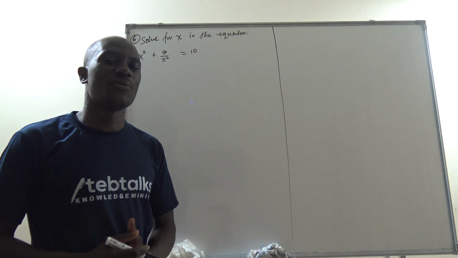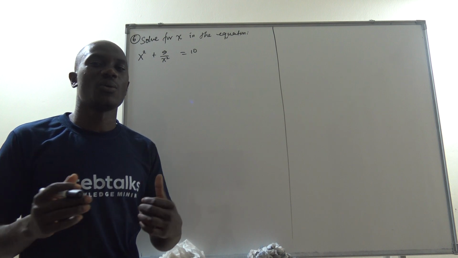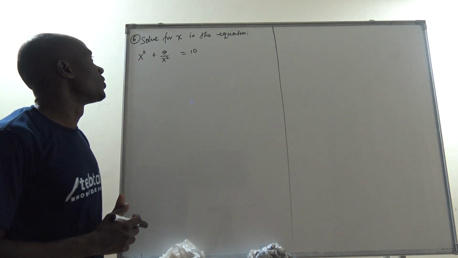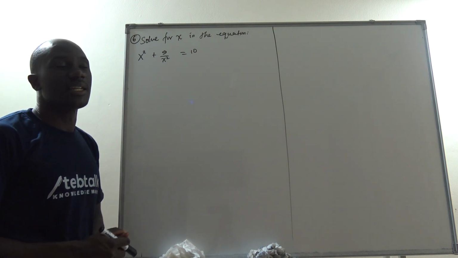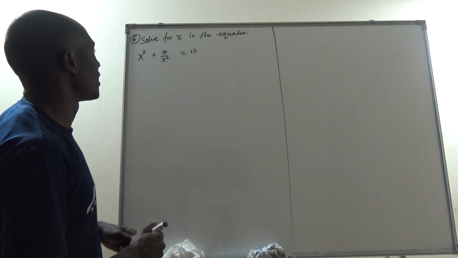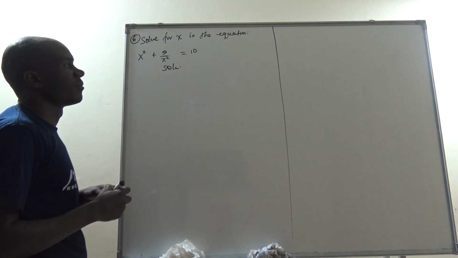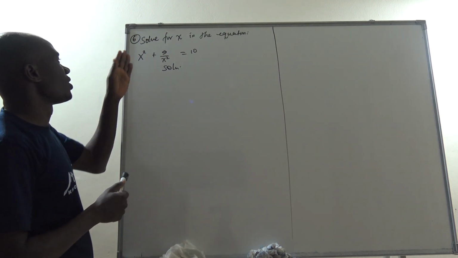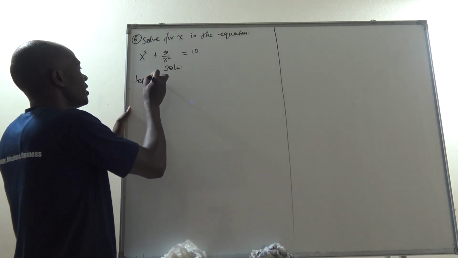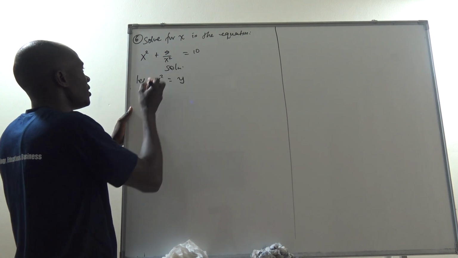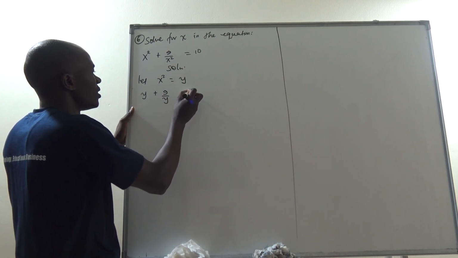So we are moving to the next video where we're going to look, still, at how to solve equations. The question goes: solve for x in the equation x squared plus 9 over x squared equals 10. So this is our question. Before you proceed, first observe what is common. What is common is an x squared, so I will let x squared equal y. So we are going to have y plus 9 over y equals 10.